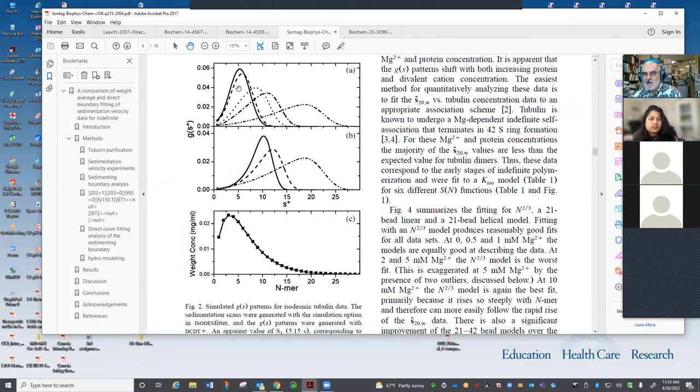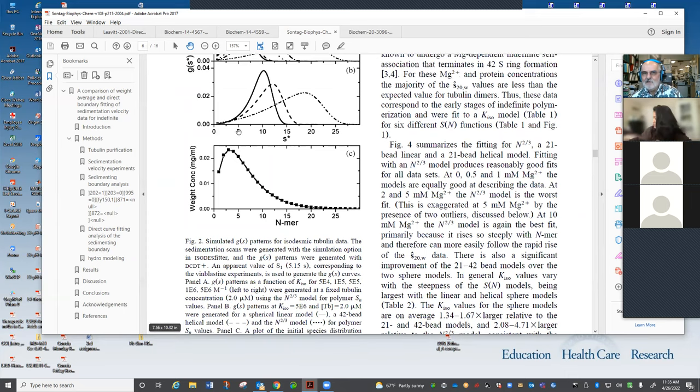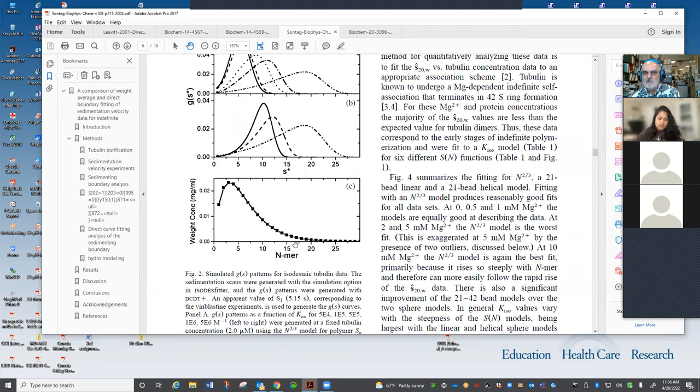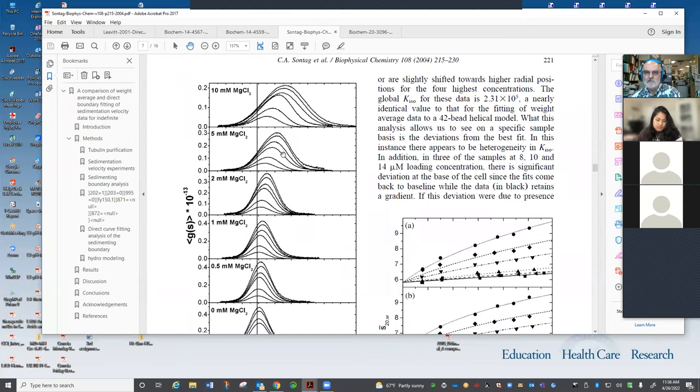And some of these models use the end of the two-thirds, and some of these models use the different bead models. And you get very dramatically different shapes depending upon if you're using a 21 bead model or a 42 bead model, et cetera. Okay, and so that was part of the whole issue. How good does the fitting do depending on the shapes?